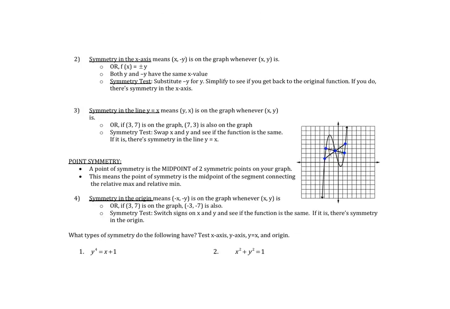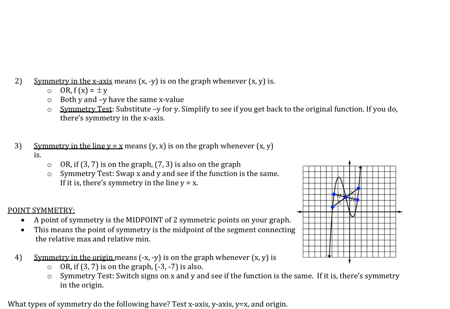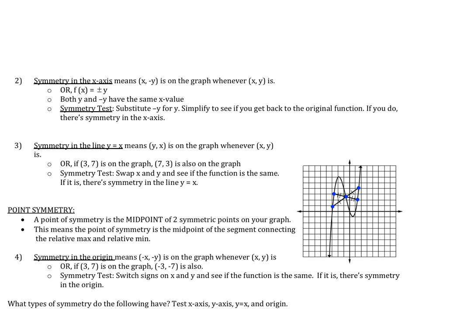The next one here is symmetry in the x-axis. It's very similar. It just means that (x, -y) is on the graph whenever (x, y) is. So I could plug in negative y in for y in my function and simplify. If I get back the same exact function, then there's symmetry in the x-axis.